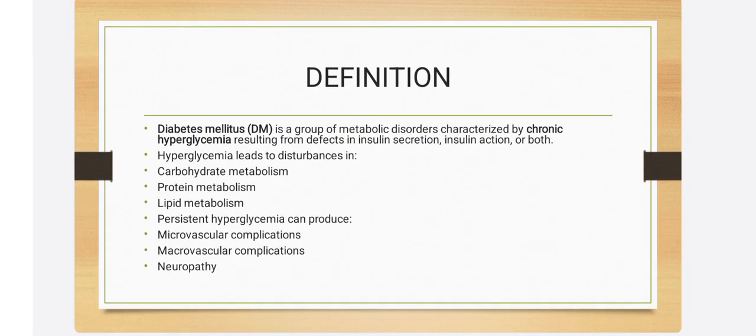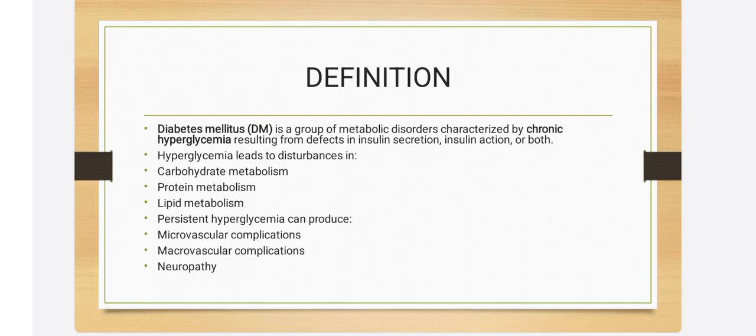Definition: diabetes is a group of metabolic disorders characterized by chronic hyperglycemia resulting from defects in insulin secretion, insulin action, or both. The most important feature is chronic hyperglycemia, which means that the blood glucose concentration remains elevated over a prolonged period. Why does glucose increase? There are two major possibilities. First, the pancreas may not produce enough insulin. Second, the body may not respond properly to insulin. This is called insulin resistance. In some patients, both problems occur together.